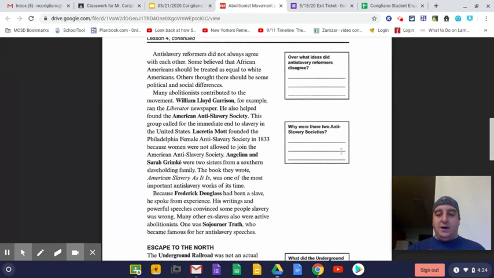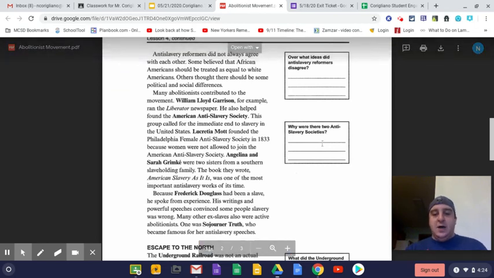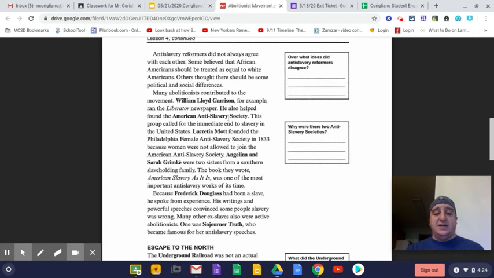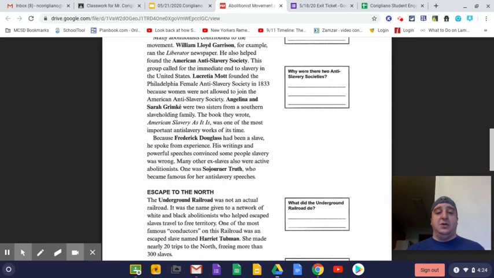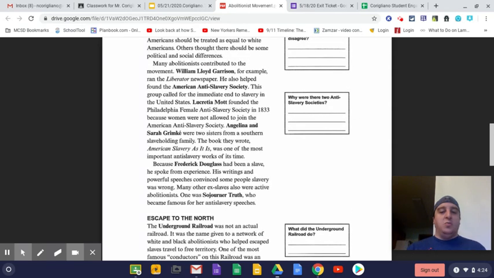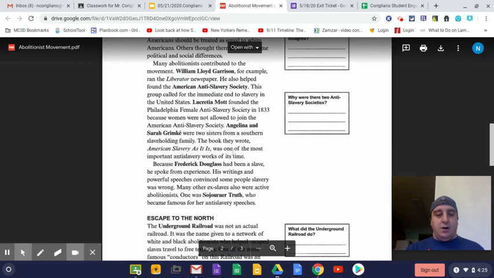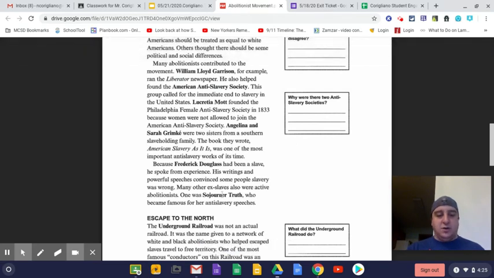So why were there two anti-slavery societies? Because the American Anti-Slavery Society did not allow women. Now, there are a lot of famous abolitionists. Lucretia Mott is one. William Lloyd Garrison is another. Angelina and Sarah Grimke are two others. Frederick Douglass, Sojourner Truth. There are a lot of famous abolitionists that are going to write about the horrors of slavery, and the terrible conditions of slavery.